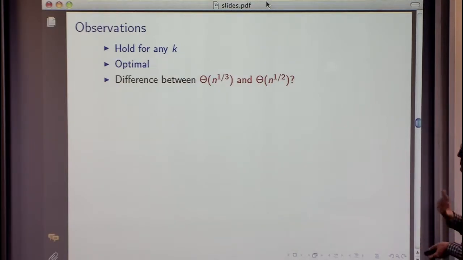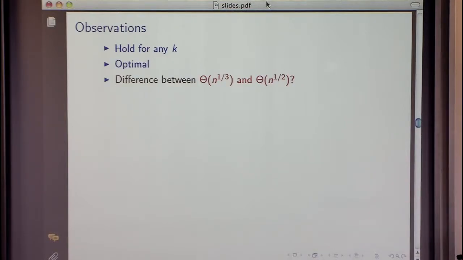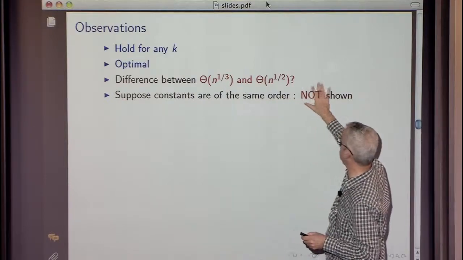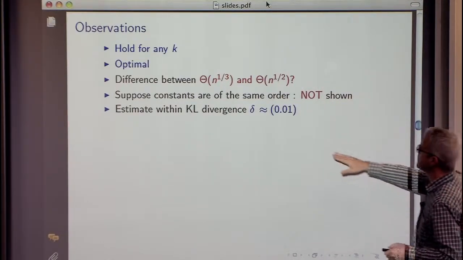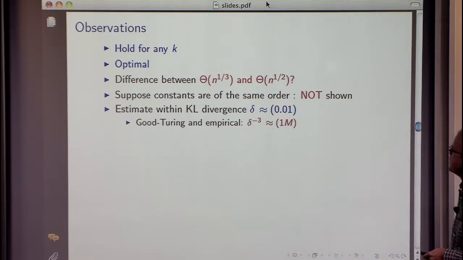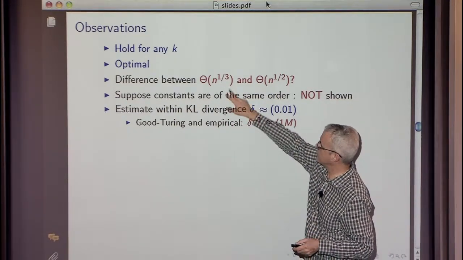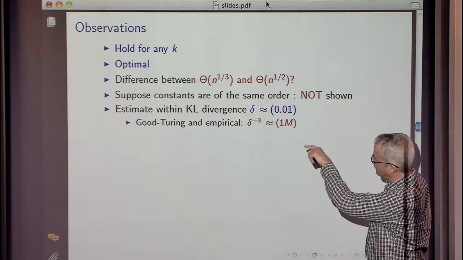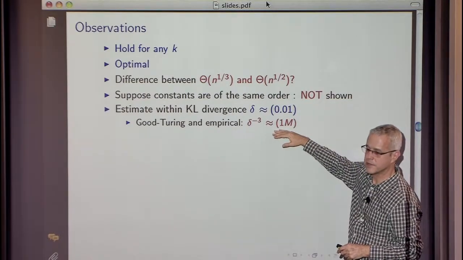So again, we can look at a sample complexity point of view, which we remember from last time, kind of accentuates things. Suppose that these constants are the same, but it's not like we've shown it, but let's assume that. If you want to estimate things to KL divergence of 0.01, then with the Good-Turing and empirical combination you'll have 1 over n to the 1/3 to be 0.01. So you need 1 million of these things.